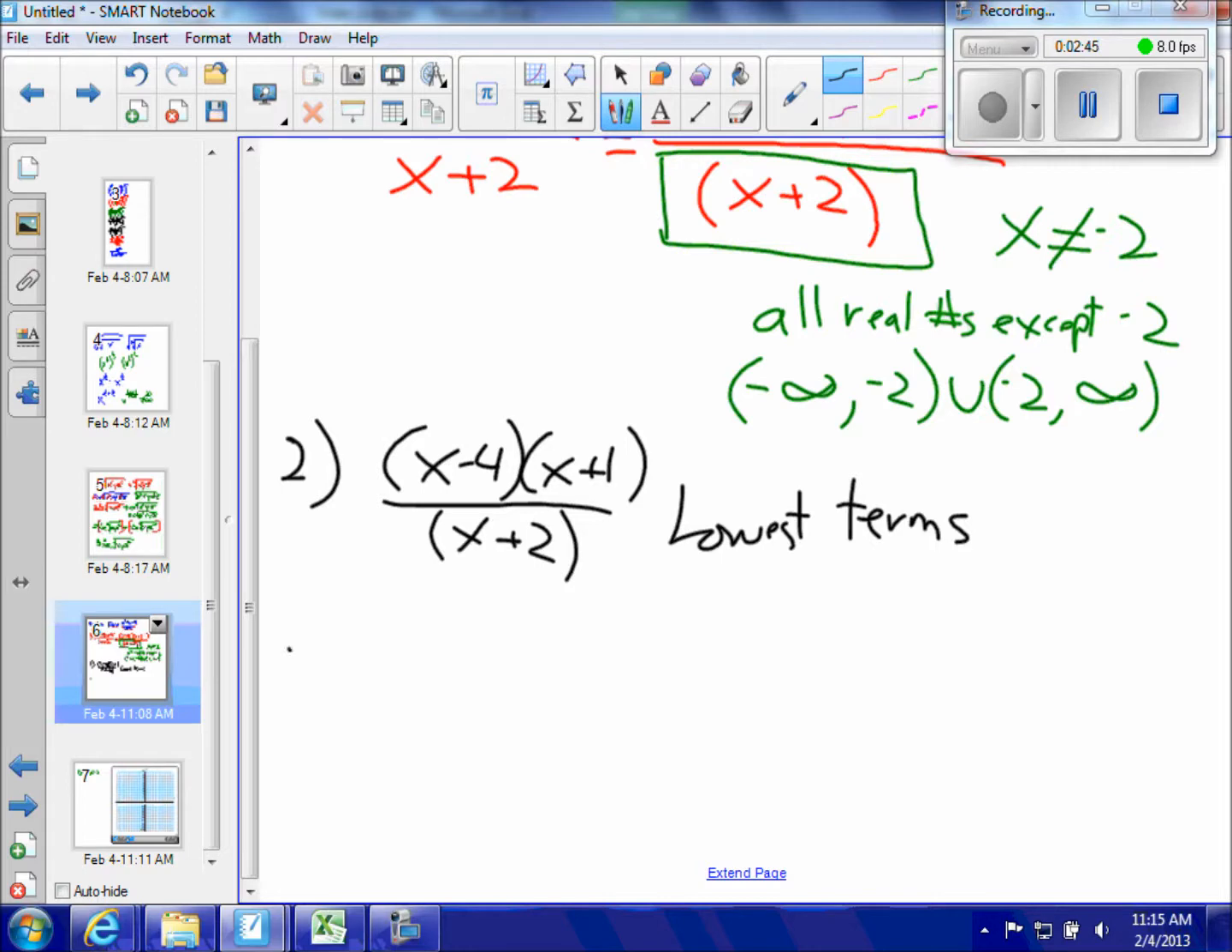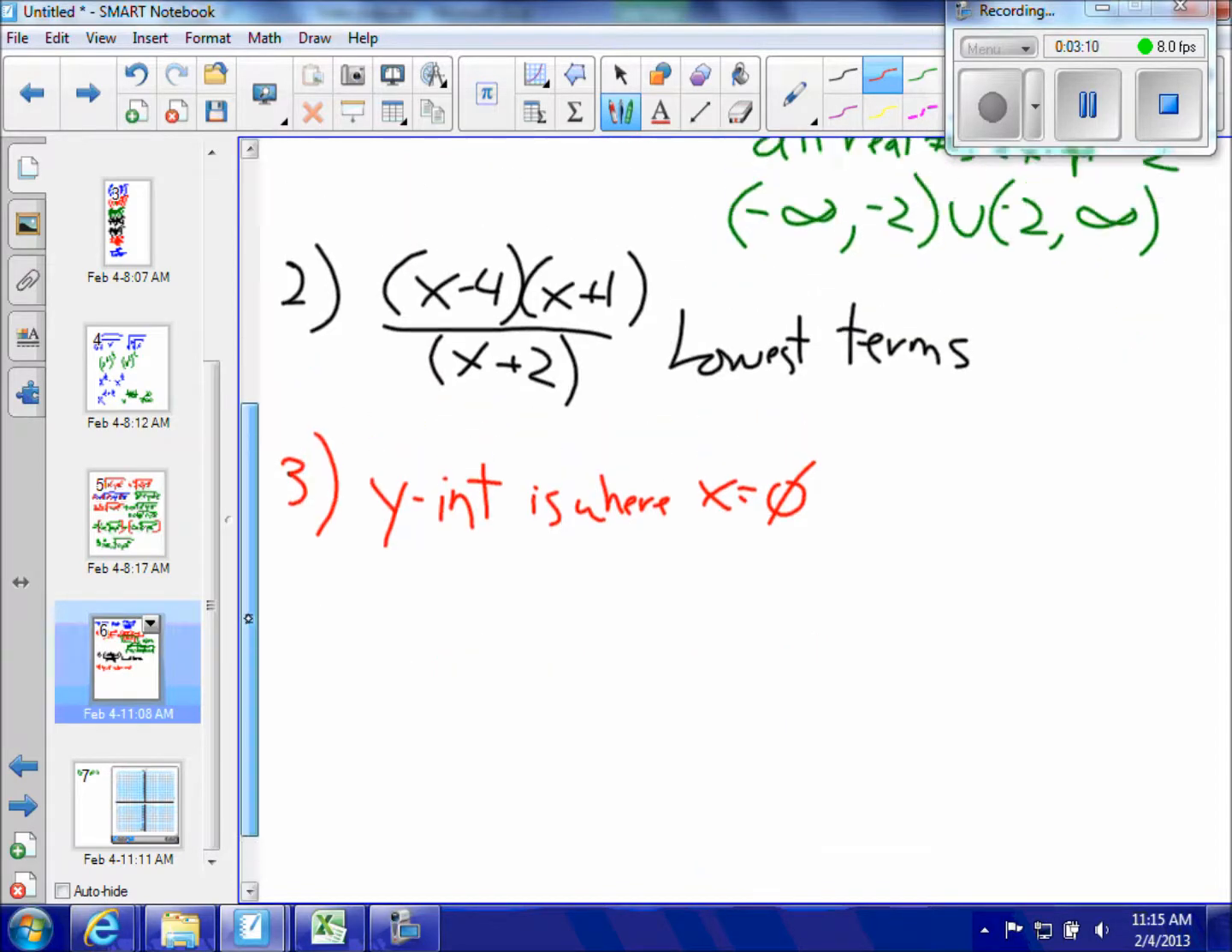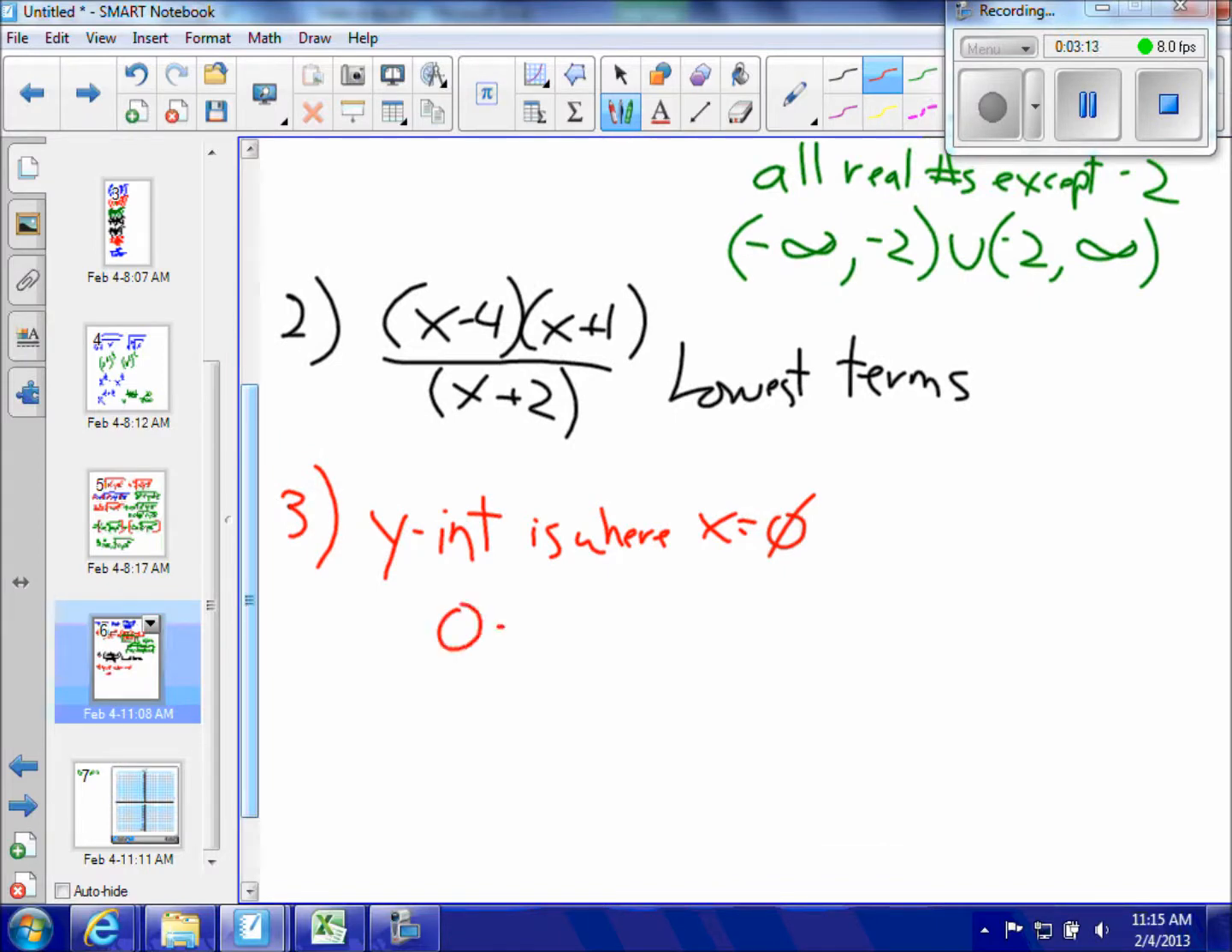Step number 3. Locate the intercepts of the graph. That means my x-intercepts and my y-intercepts. Well, I like to start with my y-intercept, because that's the easy one. The y-intercept is where x is equal to 0. So let's plug 0 into my rational function here. I would have 0 minus 4 times 0 plus 1, over 0 plus 2.